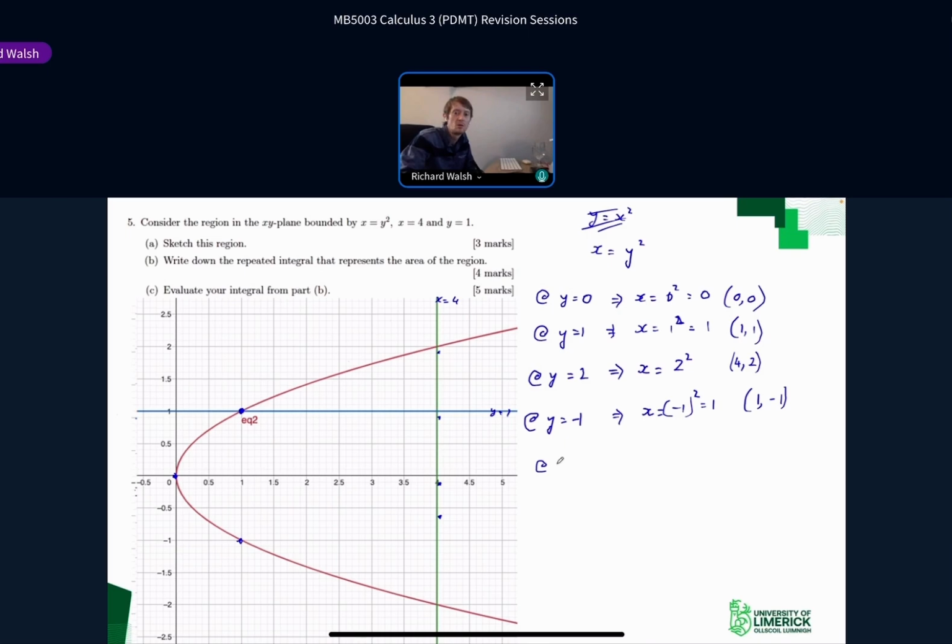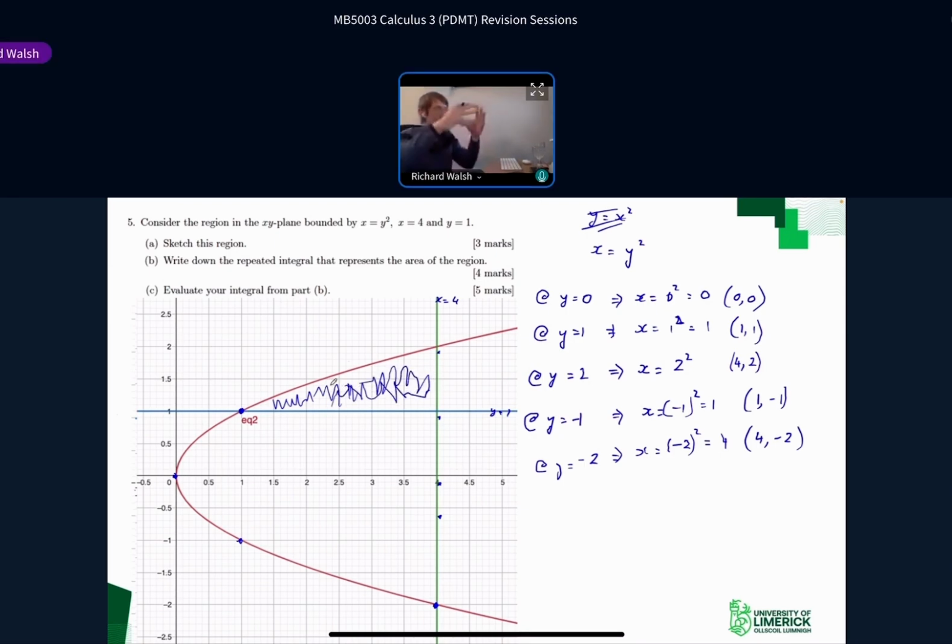And we do one more at y equals minus 2. x equals minus 2 squared, which is plus 4. So x is 4 when y is minus 2. So again, (4, minus 2) would be a point as well. And you would just draw your curve through all those points. So sketch the region. Now the region is, we're told, consider the region in the xy plane bounded by x equals y squared. So we have our 3 curves in. The region bounded by all of those is that region there.